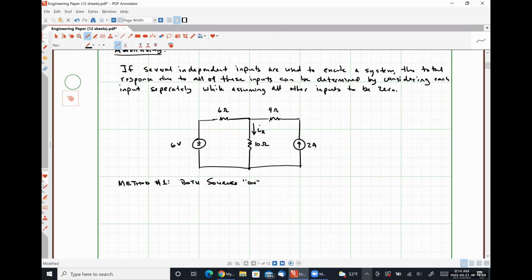So one thing that I can do to facilitate this approach is to label a few things, right? Actually, let's do that up here. So I'm going to call this current I6. I'm going to call this current I9.